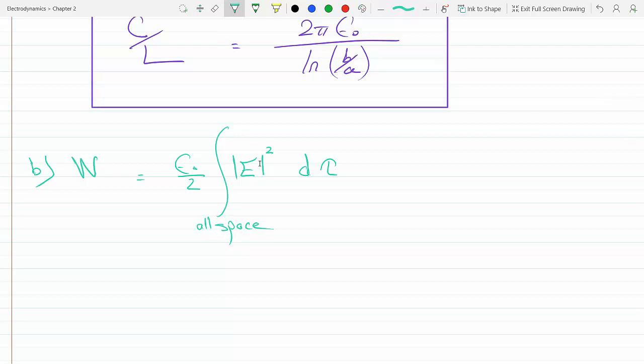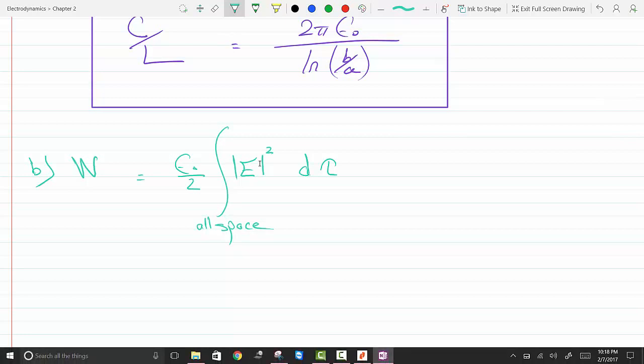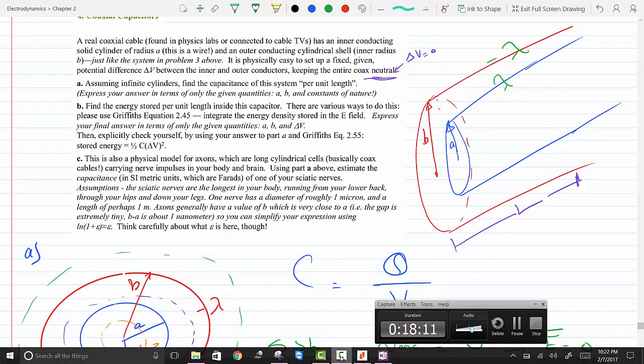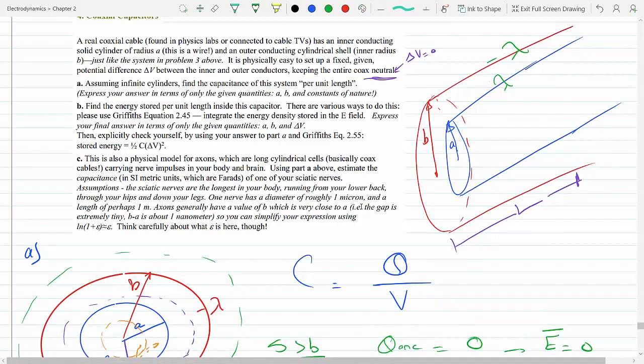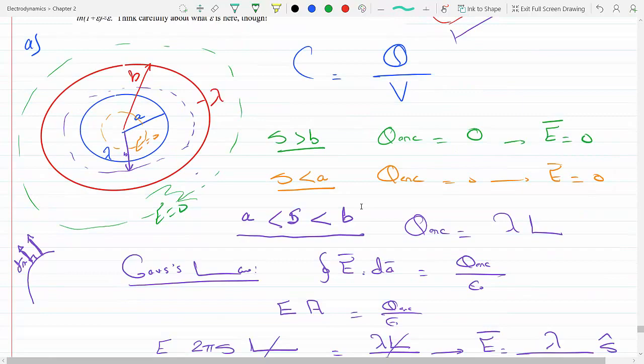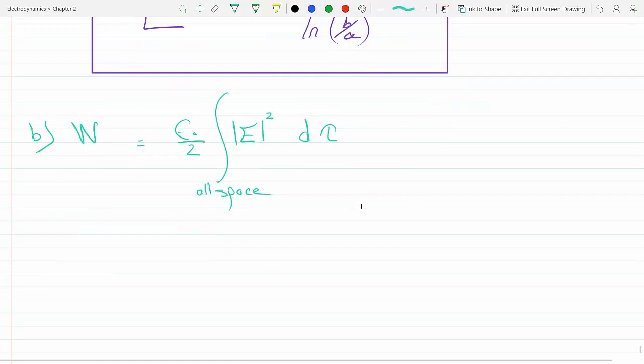You understand what we've calculated in part A: the electric fields everywhere, so you should be able to figure out what this is. So yes, we found the electric field everywhere. All you have to do now is integrate it. There are basically three regions: where s is greater than b, s is in between a and b, and s is less than a, right?